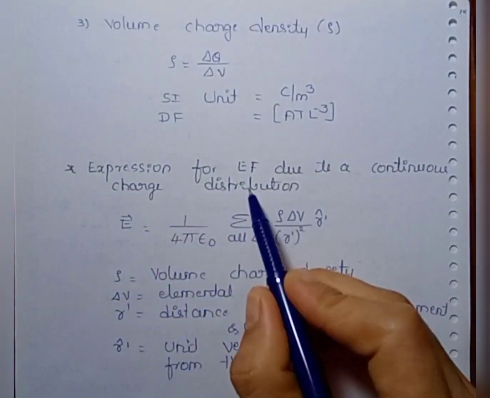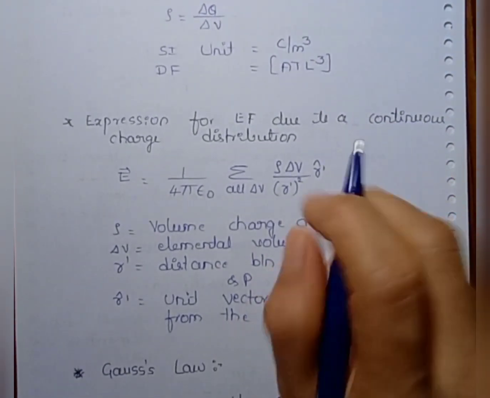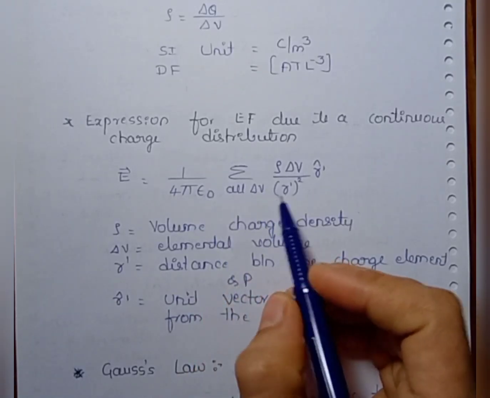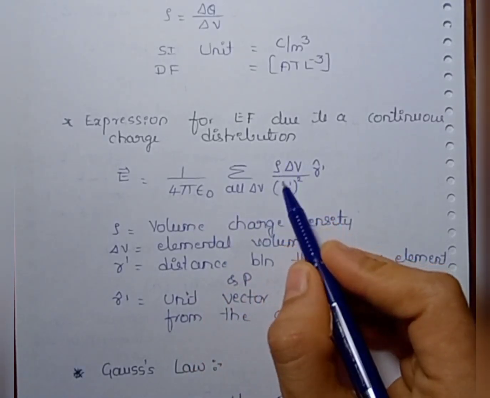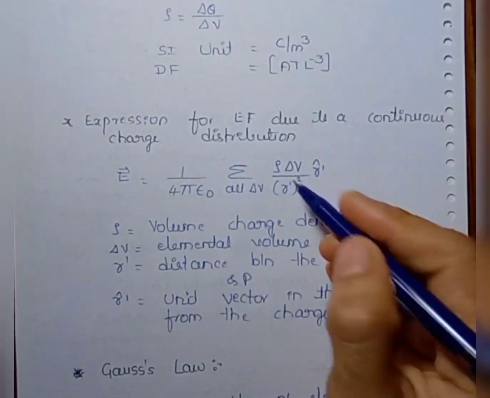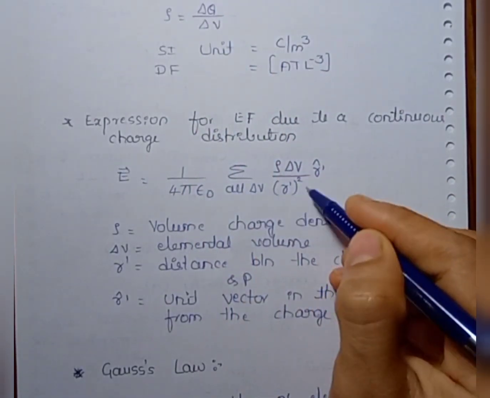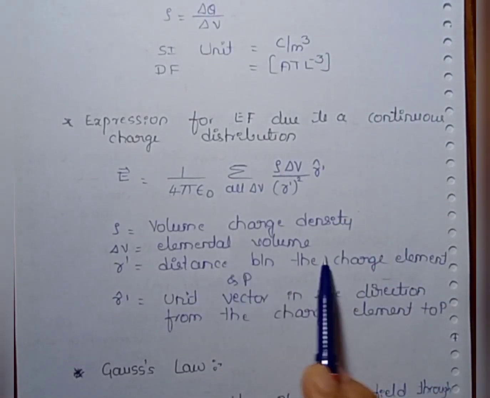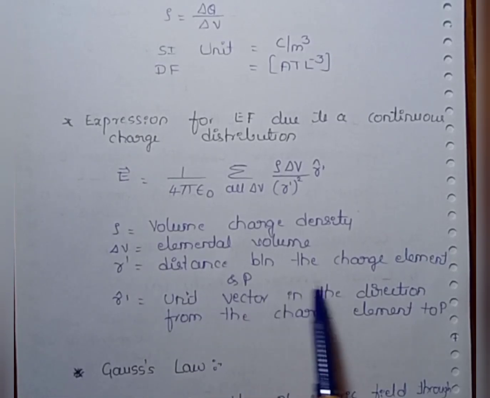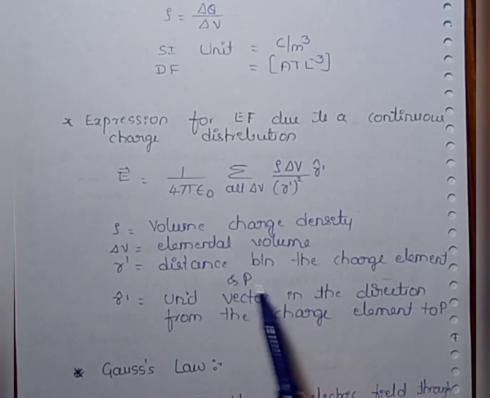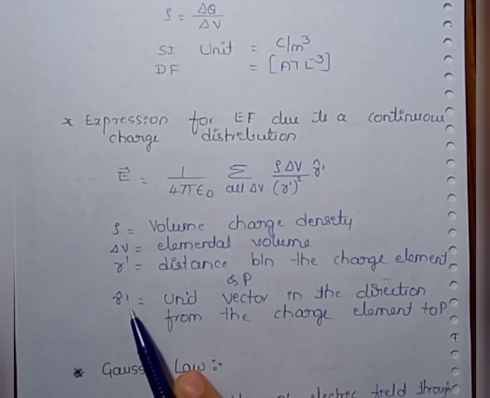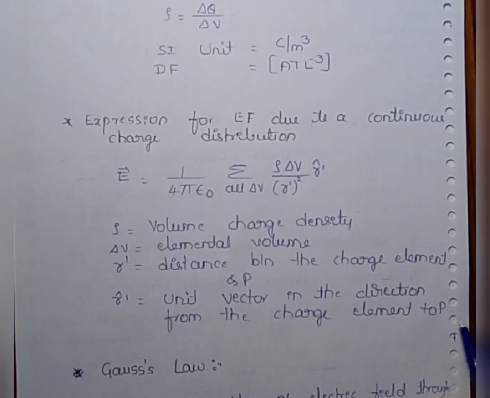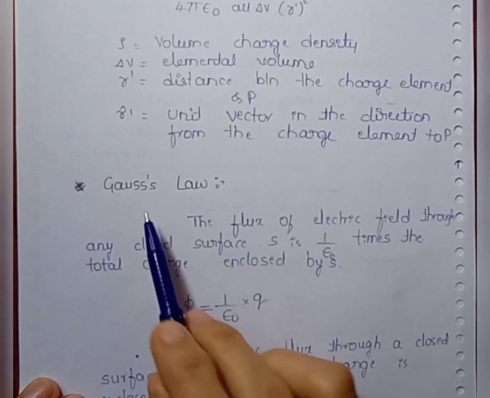Next one is the expression for electric field due to continuous charge distribution. That one is the direct expression. E is equal to 1 by 4 pi epsilon naught summation of rho into delta V divided by R dash square R dash cap. Here rho is the volume charge density, delta V is the elemental volume, and R dash is the distance between the charge element and P. R dash cap is the unit vector in the direction from the charge element to P. Gauss law.